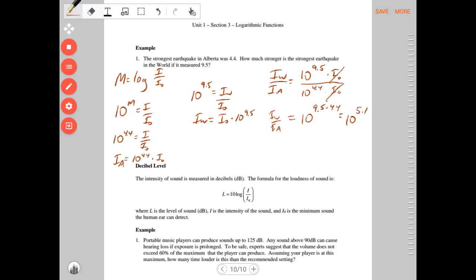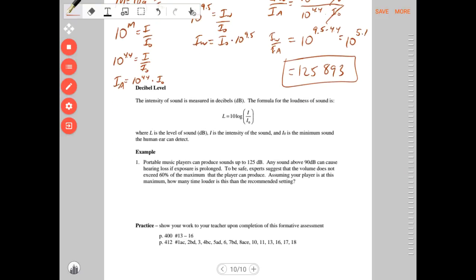If you type that in, 10 to the 5.1 equals 125,893-ish, rounded to the nearest whole number. All that means is that the earthquake measured at 9.5 on the Richter scale is 125,893 times bigger than the intensity of the Alberta earthquake. It's really quite incredible. So there you have that one.